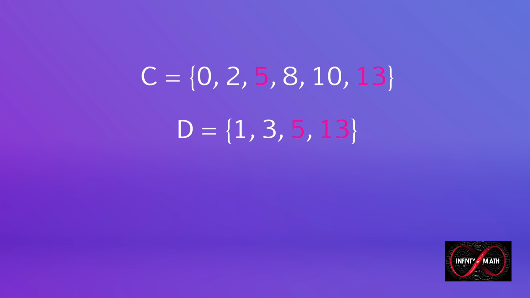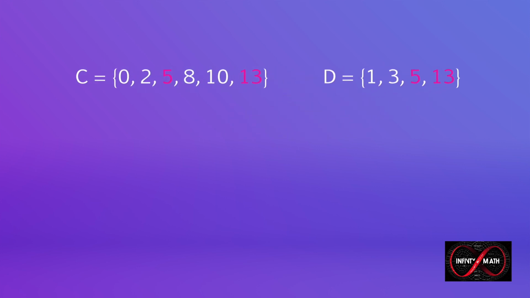Let's make a list of all the elements in increasing order. 0, 1, 2, 3, 5, 5, 8, 10, 13, 13. The union of sets is the collection of elements from both sets. The numbers 5 and 13 are present in both sets. The duplicates are eliminated as they are not part of the union.